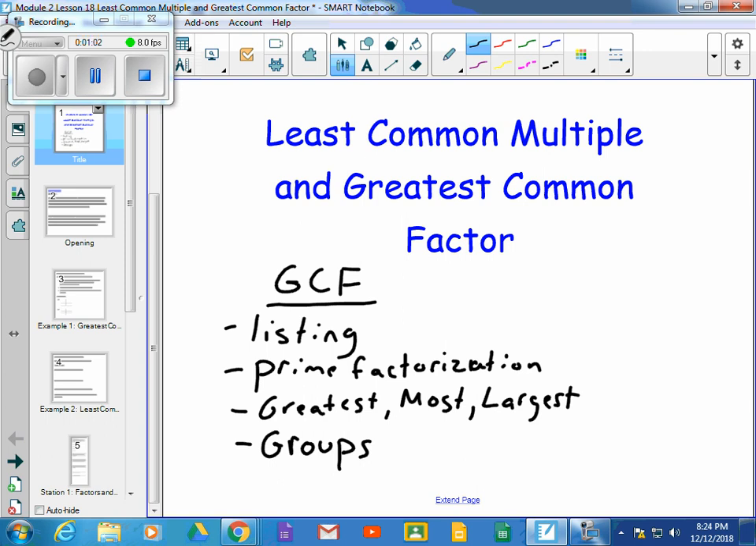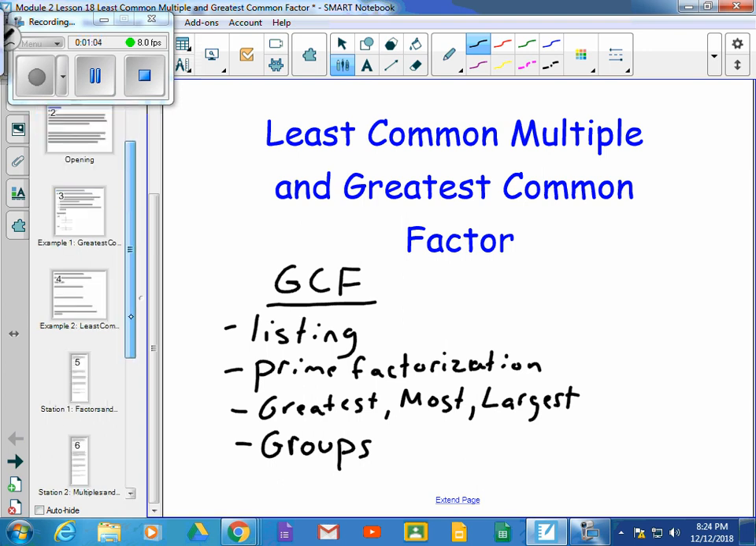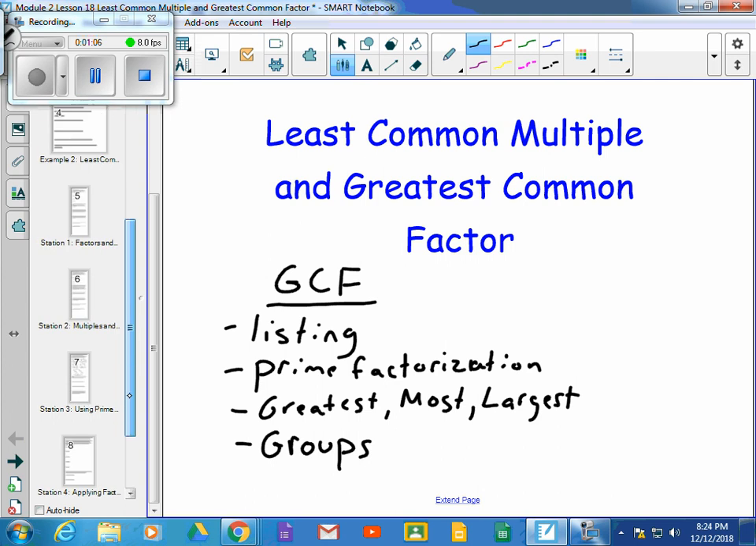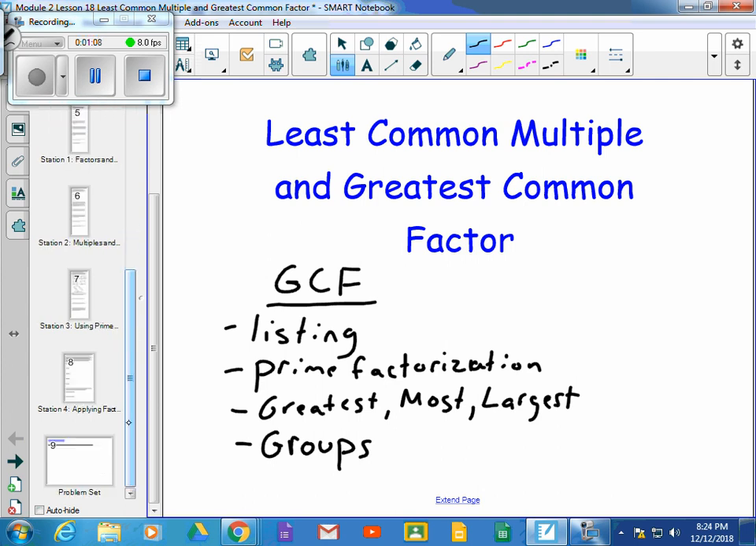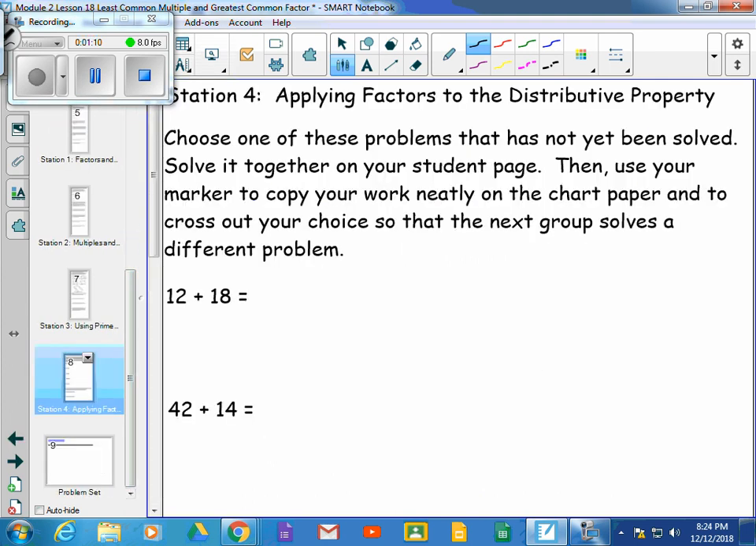Now today, in this part C video, I want to talk about how we can use greatest common factor to rewrite some expressions. We're going to go all the way to station 4. We're going to use the greatest common factor and the distributive property to change these particular problems into another equivalent expression. Equivalent meaning equal expression.